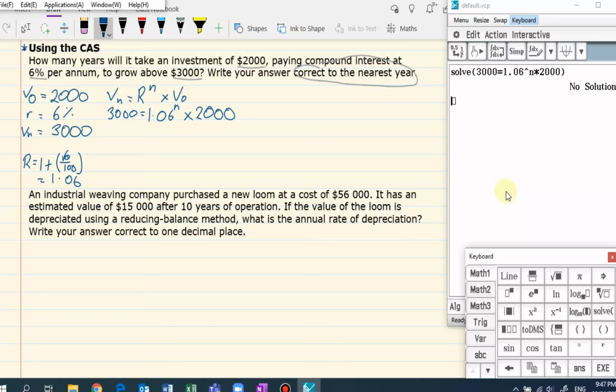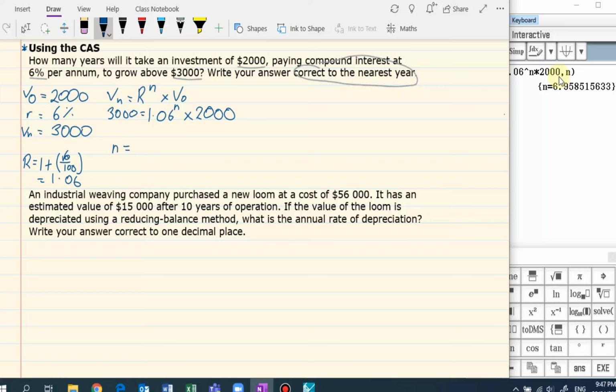No solution. Why is there no solution? Because I didn't tell it what to find. Tell me what n's going to be. And n is 6.959 years. Now, we said earlier that it wants it to the nearest year.